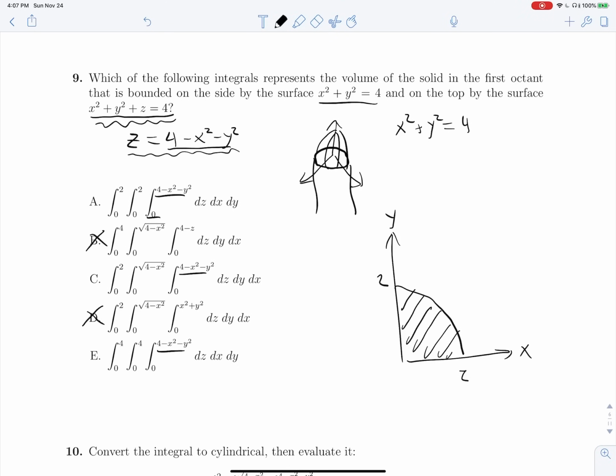And we can express that as y running from 0 to y equals root 4 minus x squared, and then x running from 0 to x equals 2. So let's see if any of these answer choices do that. And yeah, this one does. And there's our answer.